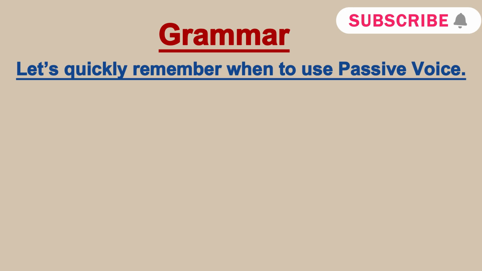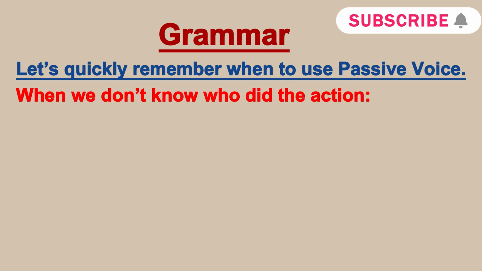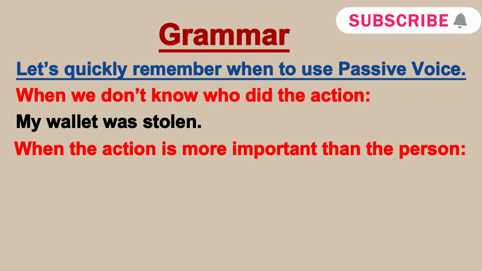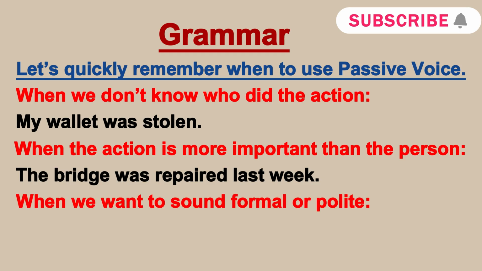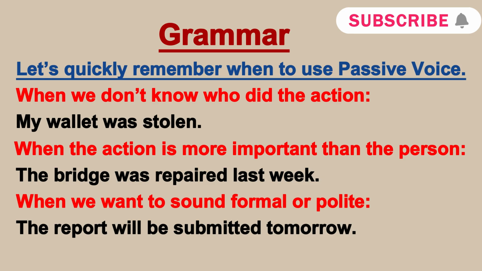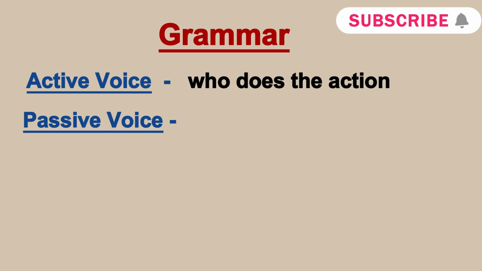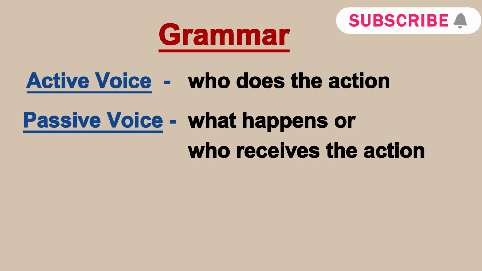Let's quickly remember when to use passive voice. When we don't know who did the action. My wallet was stolen. When the action is more important than the person. The bridge was repaired last week. When we want to sound formal or polite. The report will be submitted tomorrow. So, active voice focuses on who does the action, and passive voice focuses on what happens or who receives the action. Practice both carefully because both are very important in English grammar.